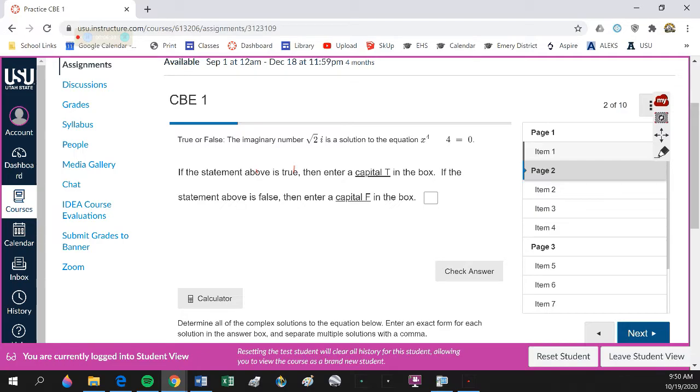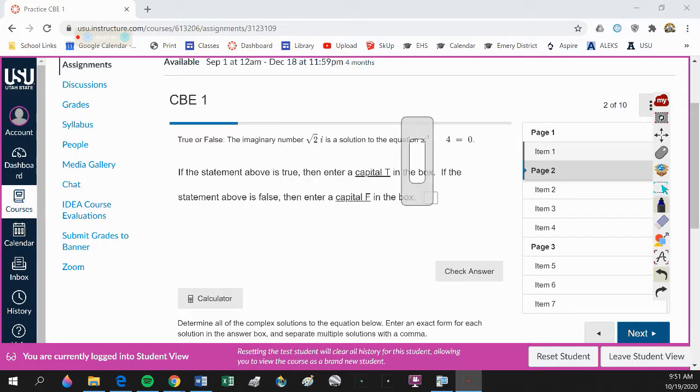Okay, true or false? The imaginary number square root of 2i is a solution to the equation x to the fourth minus 4. Now, you have to be careful here. Notice that the square root does not capture the i. So the way I would write this is i root 2. I'm not sure why they wrote it the other way around. Well, I guess that fits the format that they've been using.